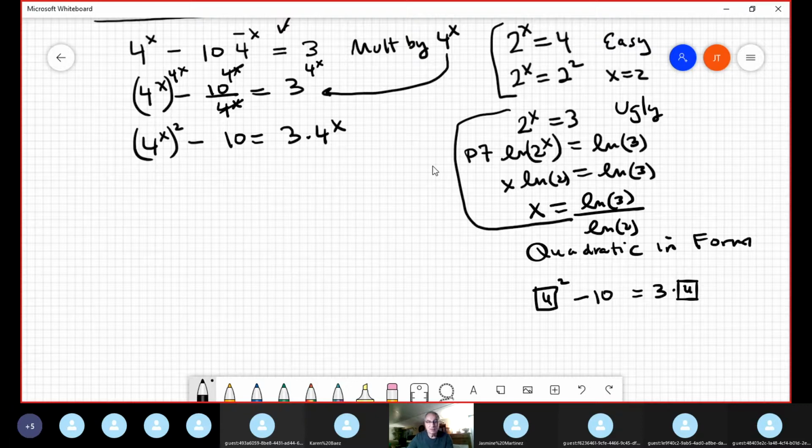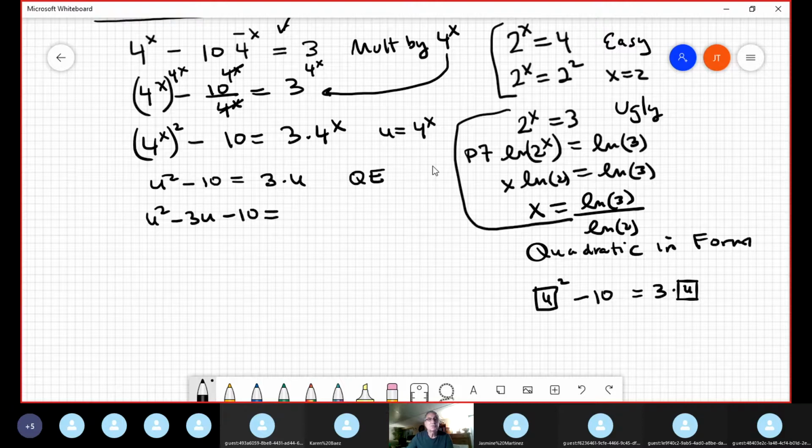You identify that, and you apply substitution, u equal 4 to the x power, and this is u squared minus 10 equal 3 times u. Wow, amazing. In this moment, you have a quadratic equation. But a quadratic equation non-standard, but we express it in standard right now. It is u squared minus 3u minus 10 equal to 0. And you solve this equation exactly the same as we are doing throughout the semester, by factorization or quadratic formula, whatever you want.